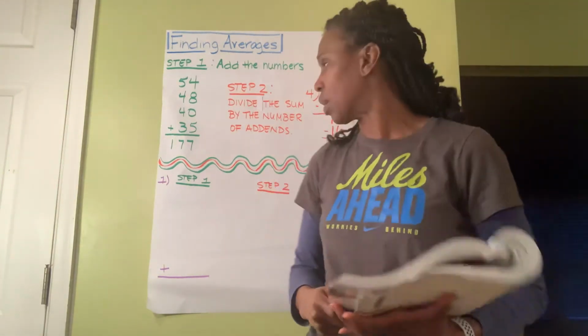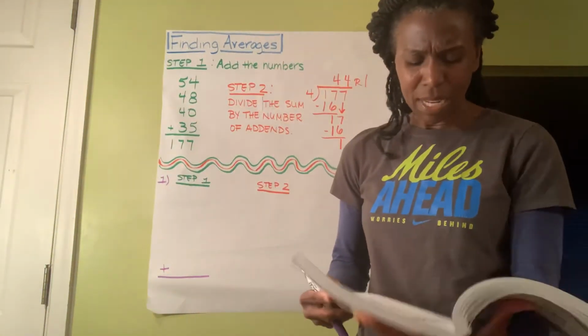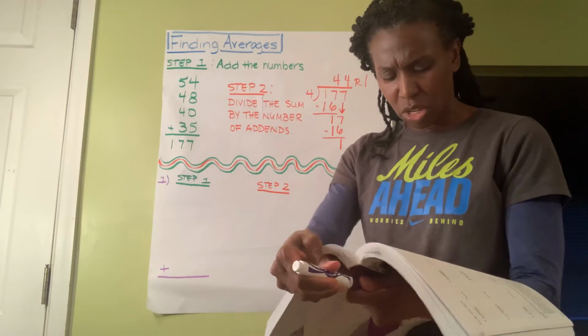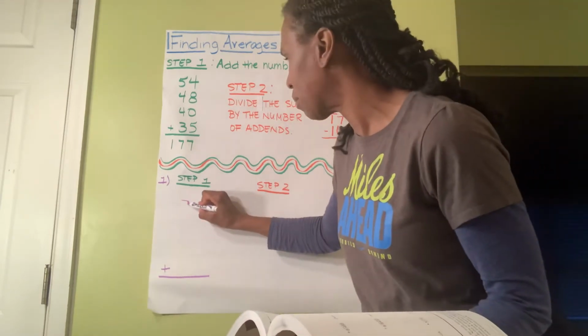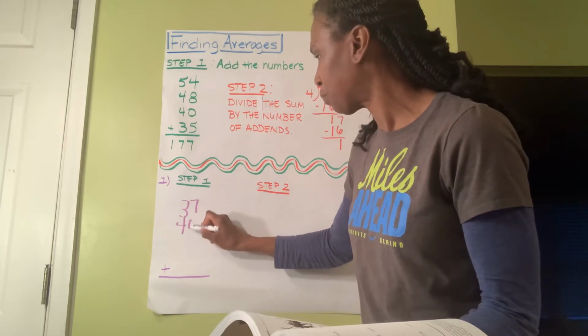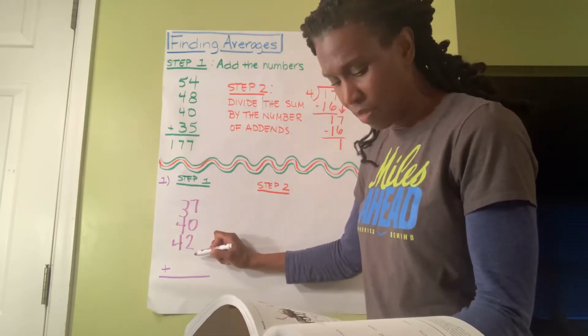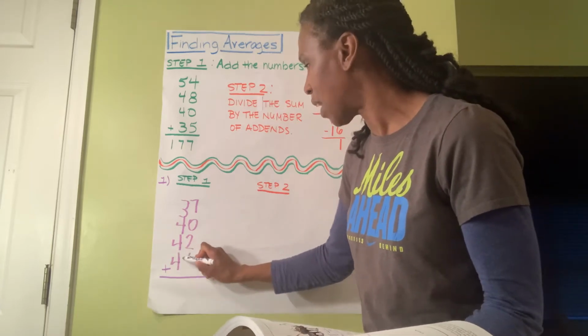All right, so for number 1, let's see, I'm going to use purple here. Number 1, we have Monday. It was 37 degrees. Tuesday was 40. Let me write my numbers. See, 37. Tuesday was 40 degrees. Wednesday was 42 degrees. And then Thursday was 45 degrees.